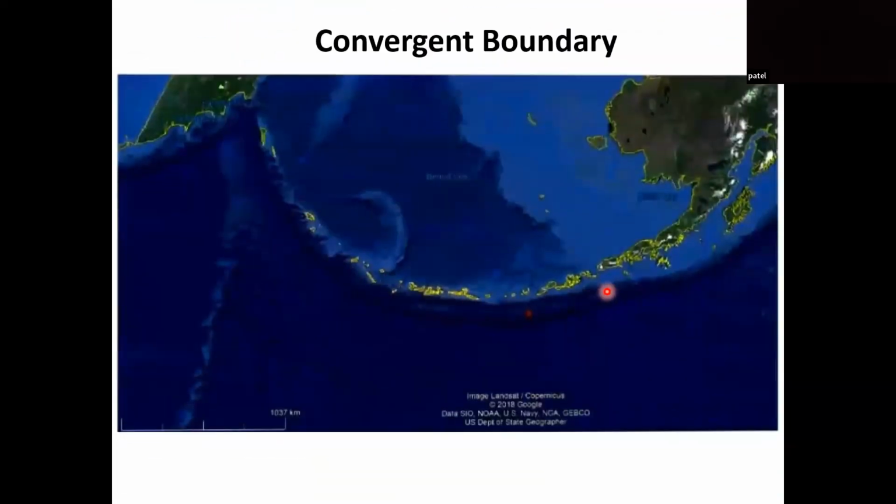Here is a satellite image of a convergent boundary. You see this boundary joining Alaska with Eurasia. Along this convergent boundary, there are island arcs. Islands are there, and just towards the south of this island arc, we have a dark layer. That is the deepest part of the ocean, known as a trench, where the plate is converging, and this deep sea is known as the trench.